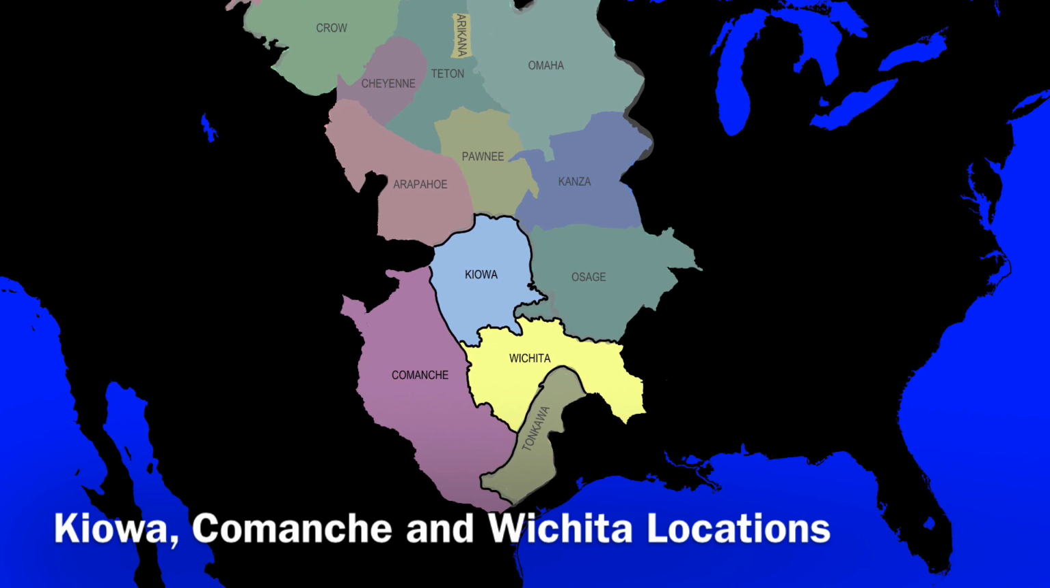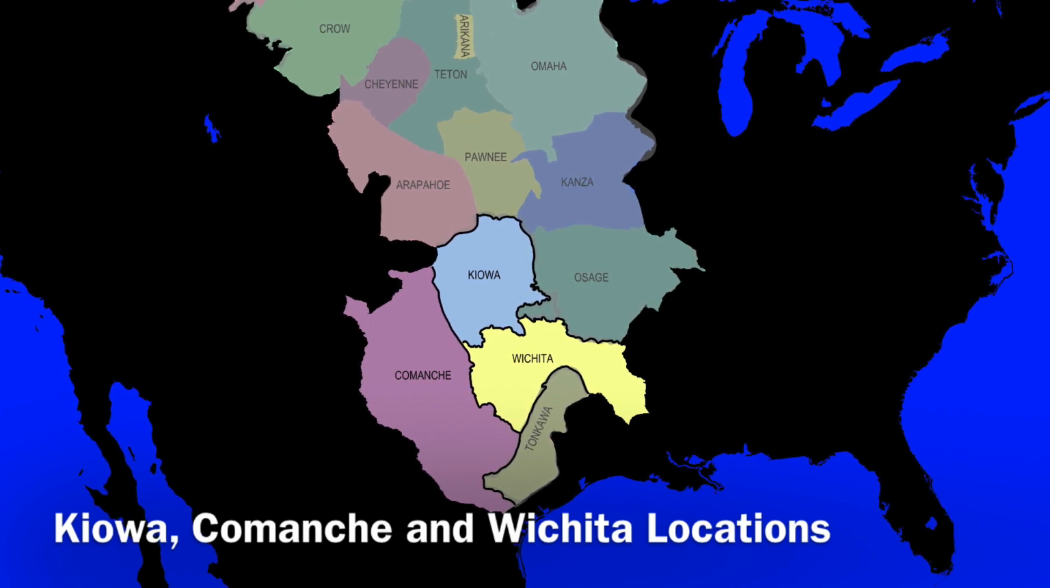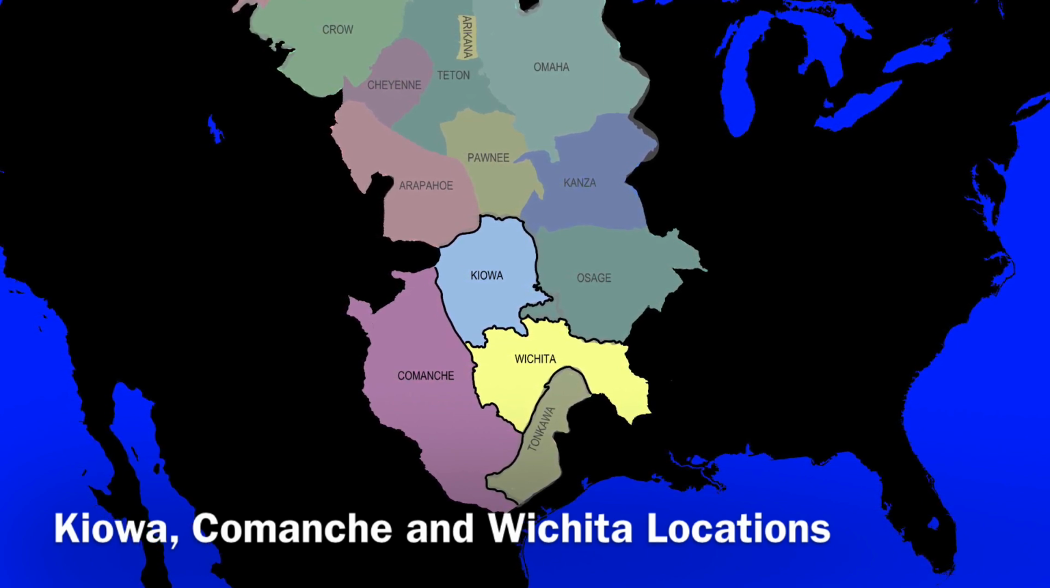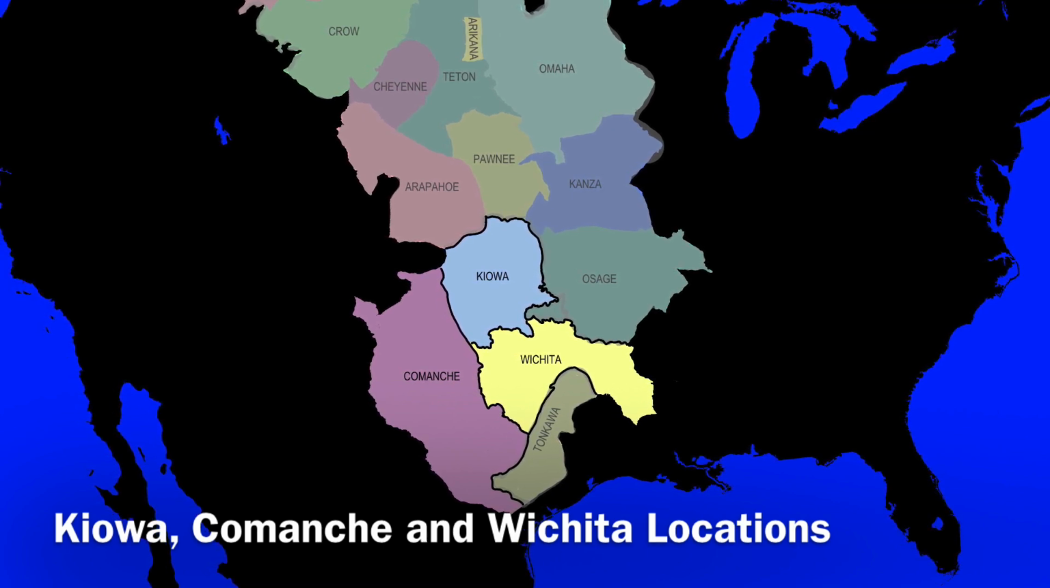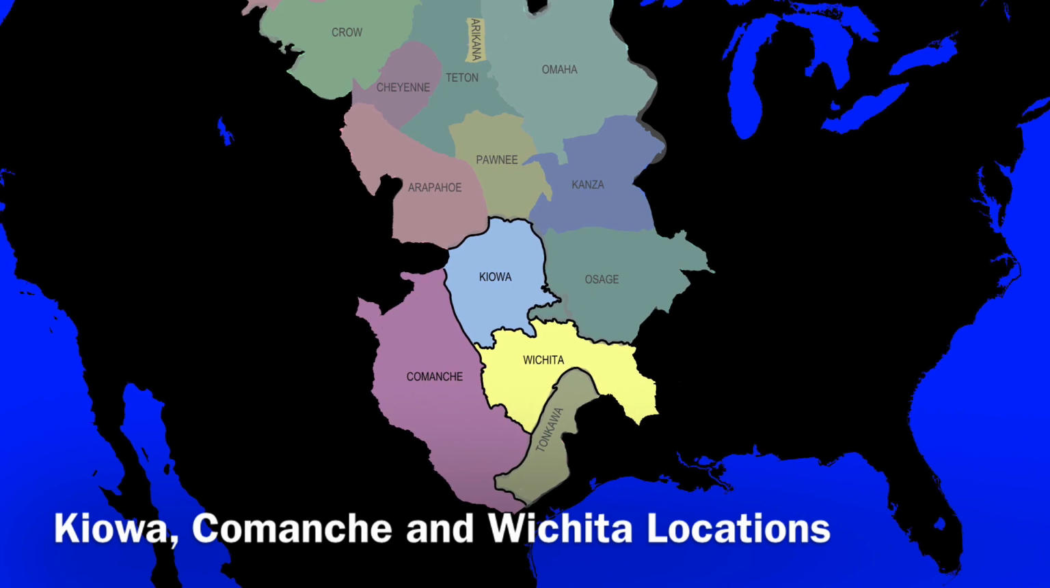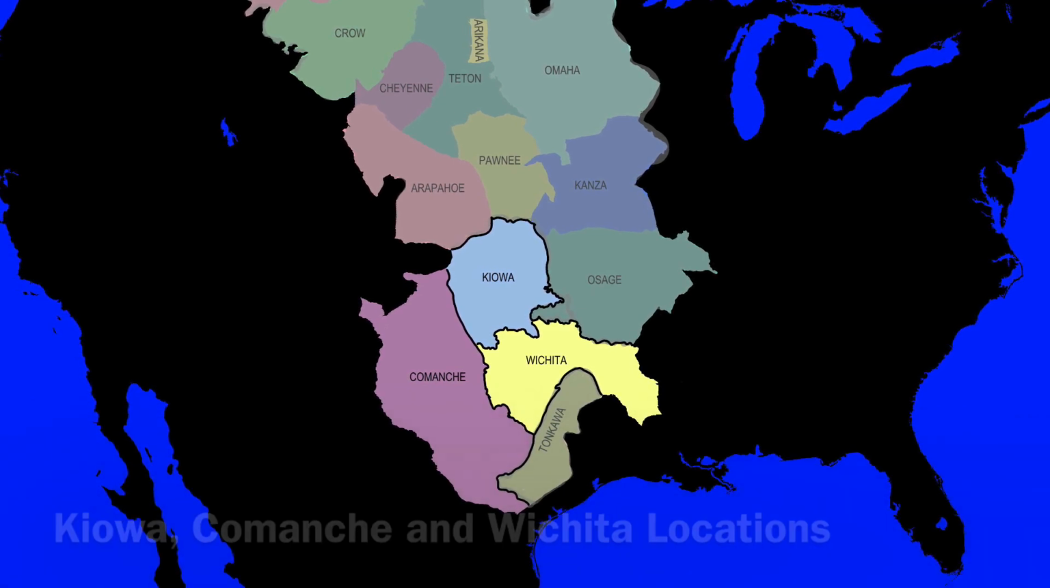So I mean, ours were pretty nomadic. I feel like the Wichita were not. I think the Kiowa were. I think both of the two tribes that you guys did were nomadic and did a lot of hunting and stuff. Okay. What I found about the Wichita was that they had permanent homes that were made out of grass.